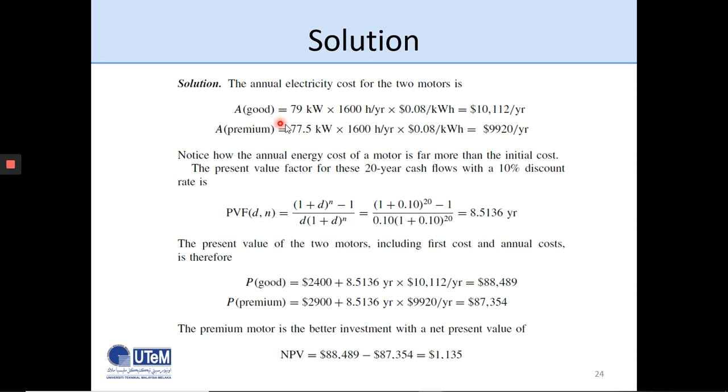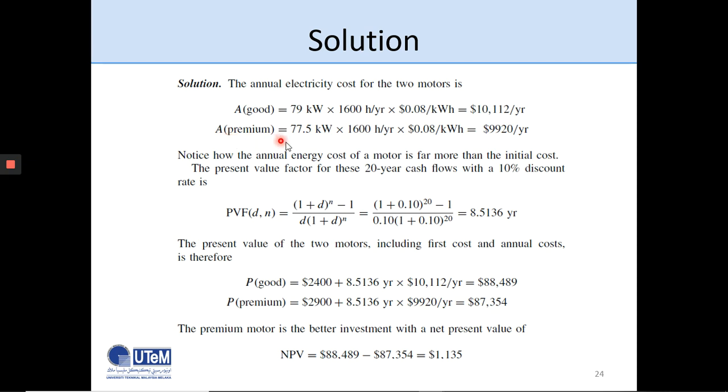So the good motor will draw 79 kilowatts, and the amount of operation is 1,600 hours. Each kilowatt hour that it uses will cost 8 cents. So for 1 year, the total is $10,112.